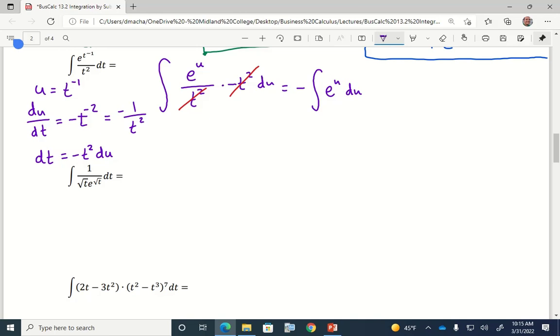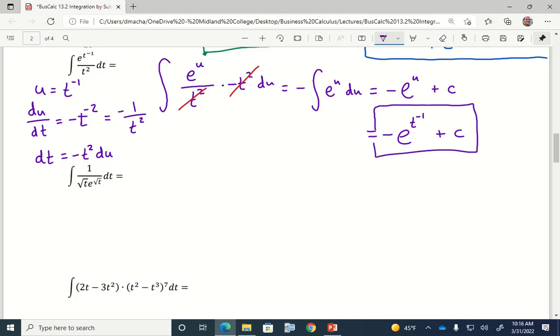So what's my antiderivative of e to the u with respect to u? Yep. It's just e to the u plus c. And now I reverse my substitution, and so this is going to be negative e to the power t to the power negative 1 plus c. Final answer.